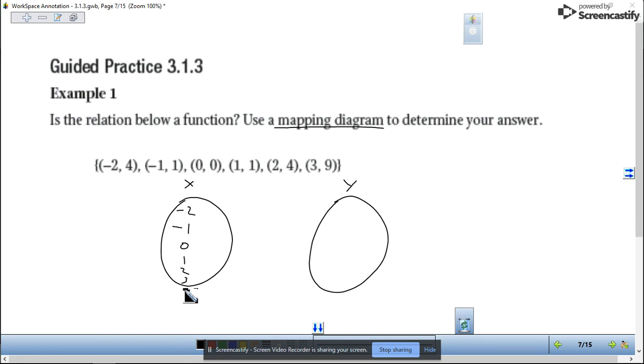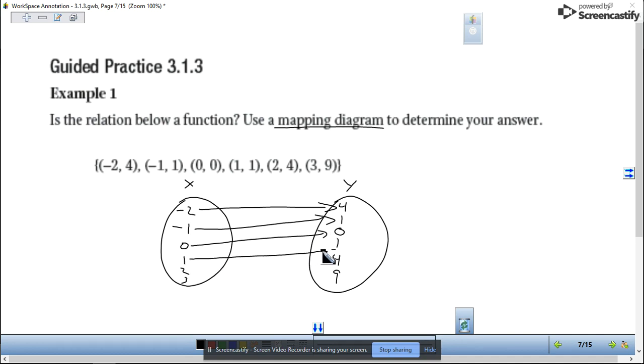And over here, I have 4, 1. Normally they put them in order. We won't worry so much about that right now. 0, and then a 1 again, then a 4 again, and then a 9. All right, so I had -2 going to 4. I had -1 going to 1. I have 0 going to 0. I have 1 going to 1, and 2 going to 4, 3 going to 9.